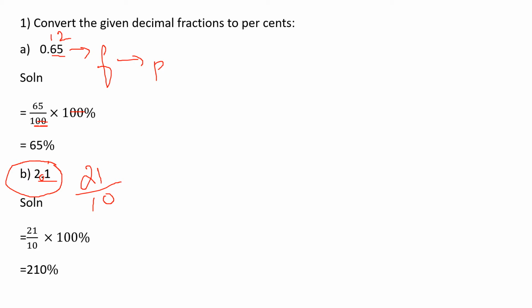We are not changing the number, okay? We are just writing the decimal in the form of a fraction. We are changing the decimal to a fraction. So into 100 percent, right? Here in the denominator you have 10, and we will get 21 into 10, 210.